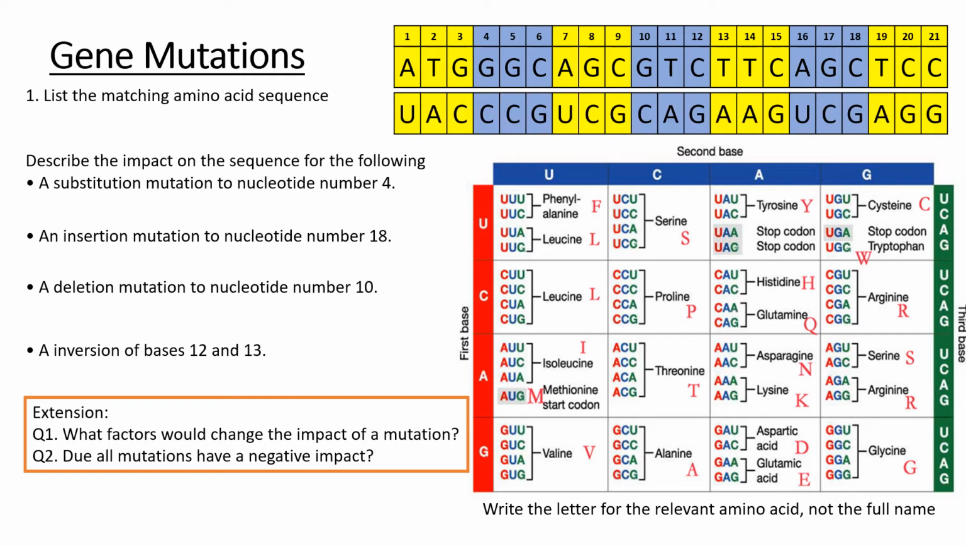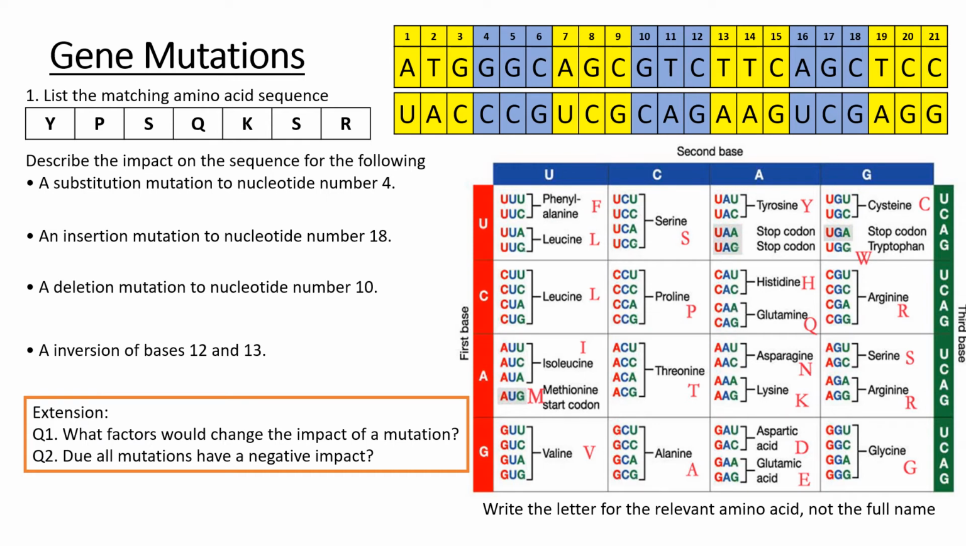What we're then going to do is take each of those triplets on the RNA strand, the messenger RNA strand, and identify which of the amino acids we've got. And if you do that, you'll notice that this is the matching sequence. Notice we haven't written out the entire name of the amino acid, we've just written the letter in red next to the relevant amino acid.